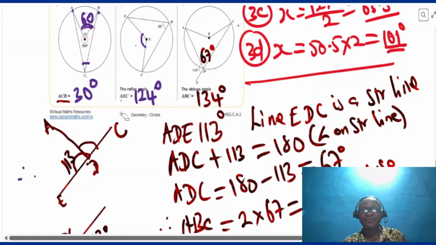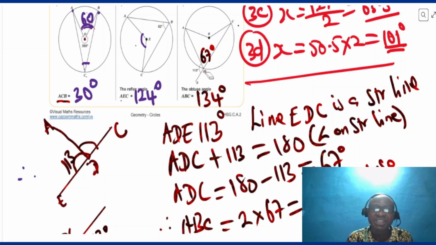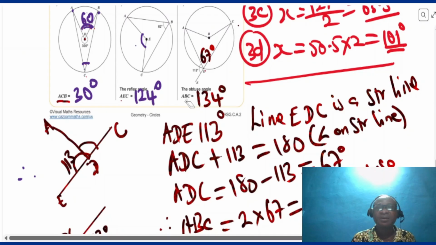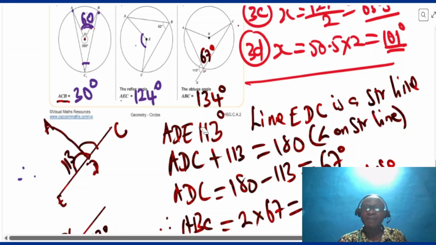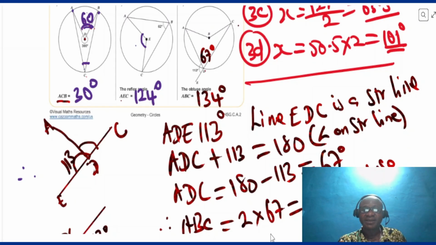in this number 3. And how did I get 67? I saw that this line CDE is a straight line. I applied angle on a straight line to find the circumference angle. Please tell me if you have understood me on that part. Because I know sometimes it can be tricky. But if you are meticulous and focused, you'll understand the tricks, as far as circle geometry is concerned. You must understand theory very well, and then you apply it.